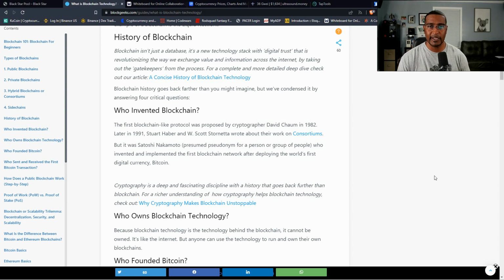So who invented blockchain? The first blockchain was a protocol proposed by cryptographer David Chaum in 1982. In late 1991, Stuart Haber and W. Scott Stornetta wrote about their work on consortiums, but it was the infamous Satoshi Nakamoto, presumed pseudonym for the person or group of people who invented and implemented the first blockchain network after deploying the world's first digital currency called Bitcoin. And this is where we are right now.